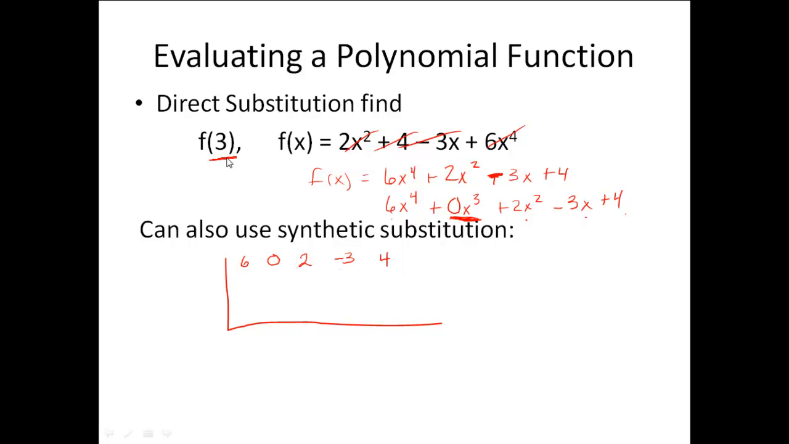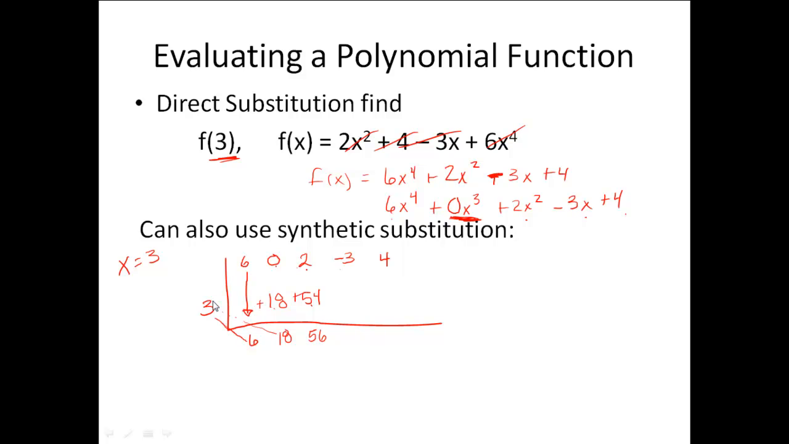Then I take this value, the fact that x is equal to 3, and that gets put on the outside of my bracket. First thing I do is bring down that leading coefficient of 6. Then I'm going to multiply. The 3 times the 6 is an 18. From here, I add 0 and 18, and I get 18 again. Then I repeat that process. So I would take 3 times 18, which gives me a 54, and 2 plus 54 is 56.